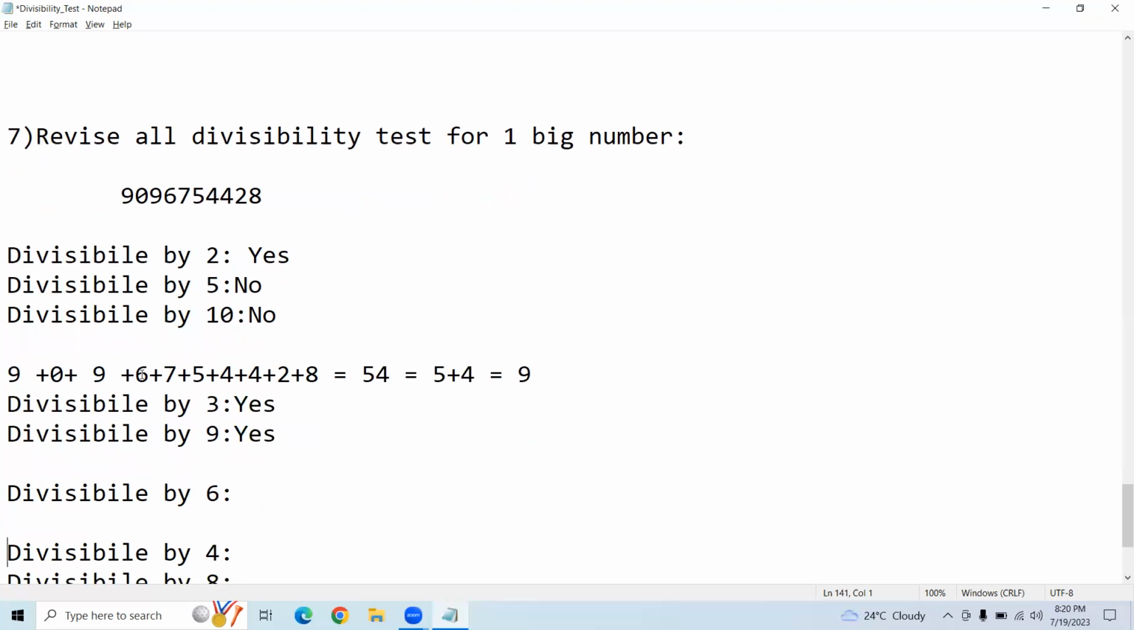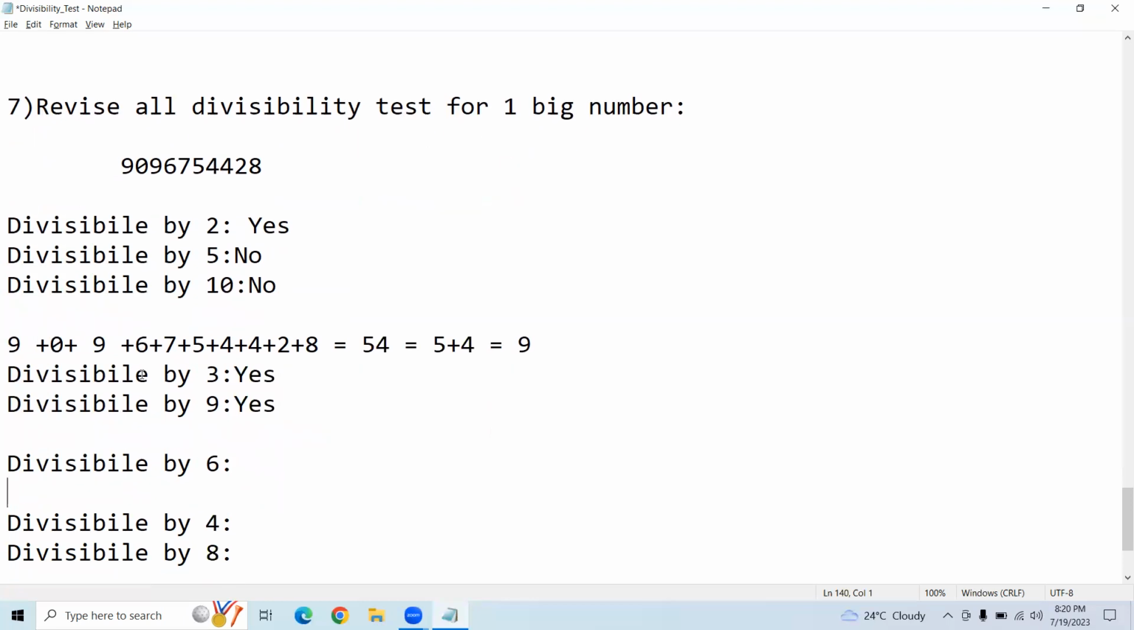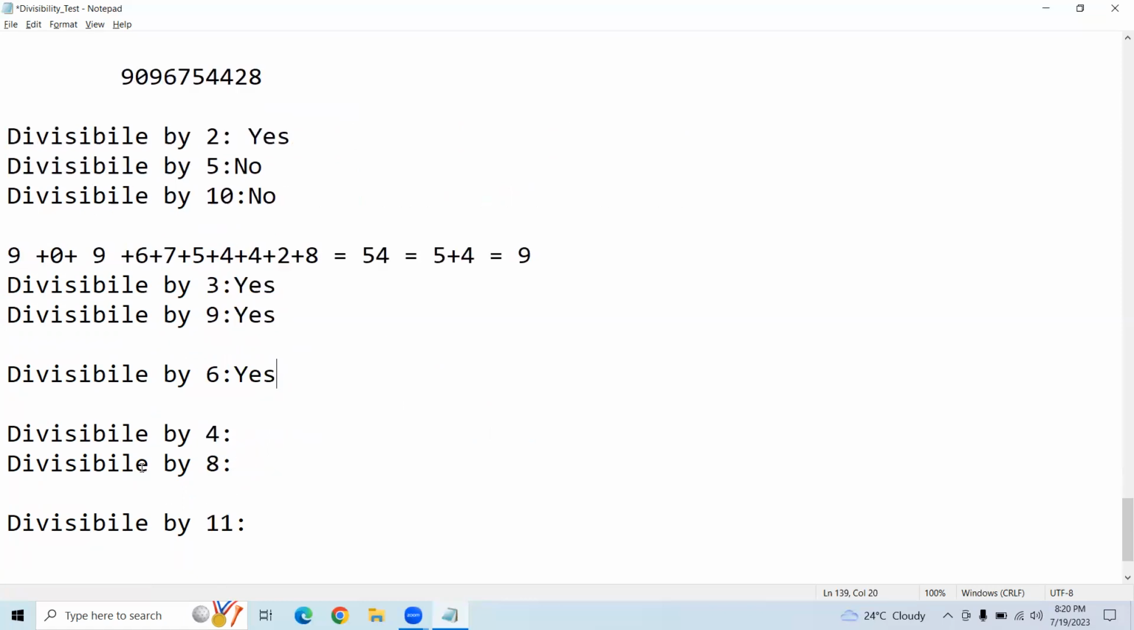Now let's come to the divisibility test of 6. Is our number divisible by 2 and 3? Yes, it is divisible by both 2 and 3. So that's why it is divisible by 6 also. Let's look at the divisibility test of 4. For the last two digits of a number, 2 to the power 2 is 4, right? So 28. 4 sevens are 28. Yes, that is divisible. So that number is also divisible by 4.